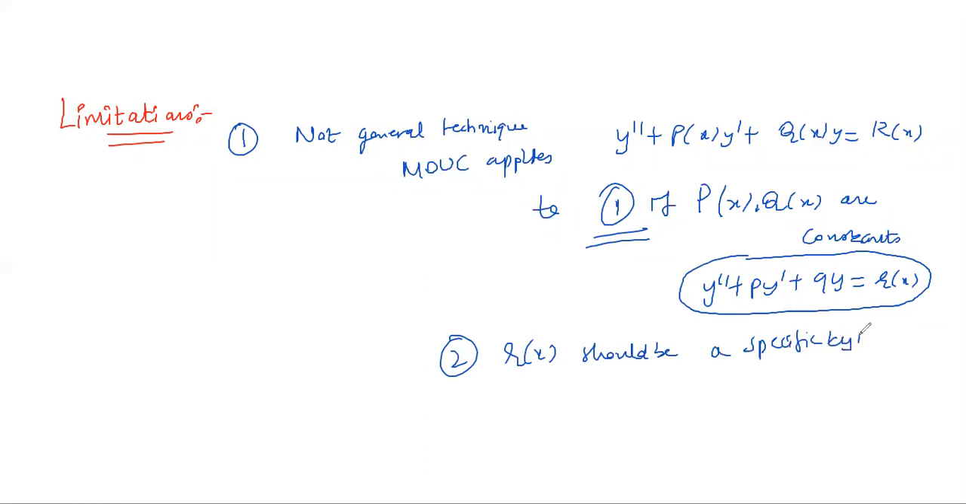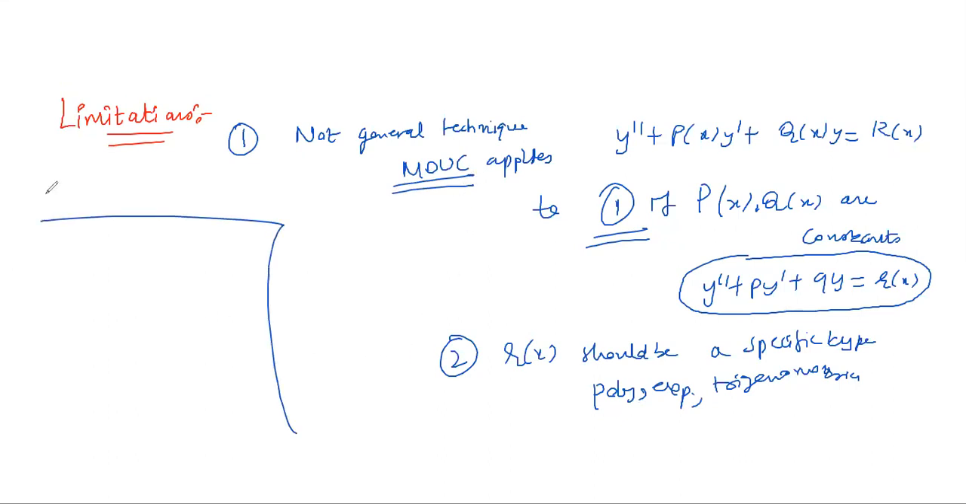The second limitation is that R(x) should be of a specific type. Now we know what specific type: polynomial, exponential, trigonometric, and the last case we have just done, a product of exponential and trigonometric. If R(x) falls into any of these four categories, only then will we be able to apply the method of undetermined coefficients, otherwise not.